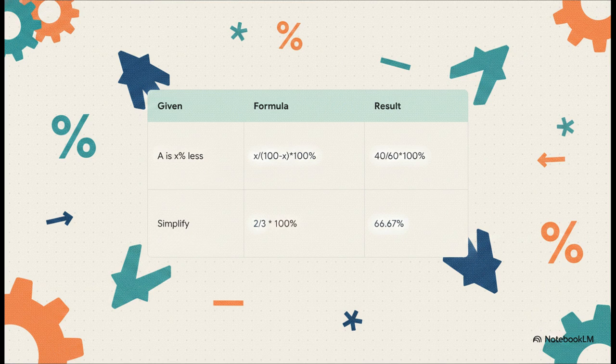Here is the slick fraction formula that bypasses all that long, confusing arithmetic. If A is X% less than B, then B is X over 100 minus X times 100% more than A. Let's just plug in that 40. 40 over 100 minus 40 gives us 40 over 60. Simplify that down and you get 2/3. Now, checking our mental magic table from earlier, what is 2/3? Yep, it's 66.67%. B makes 66.67% more than A. What used to take a full minute of messy algebra now takes you literally seconds.